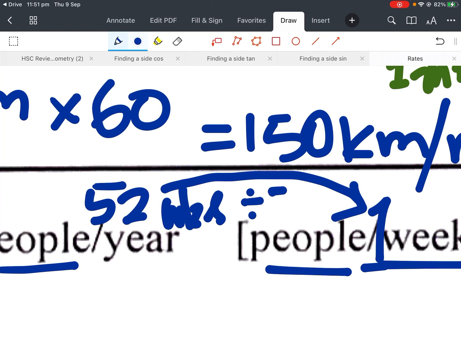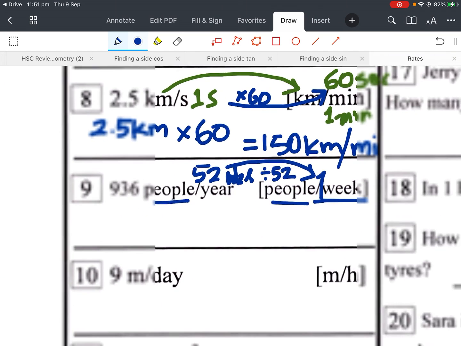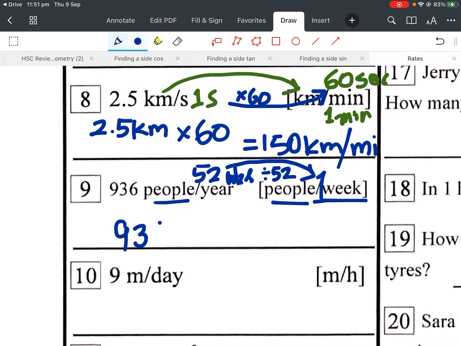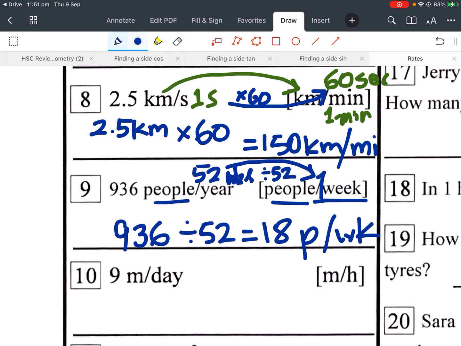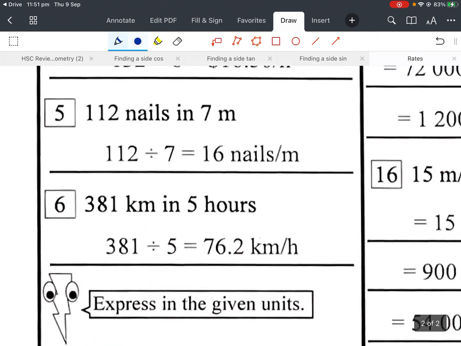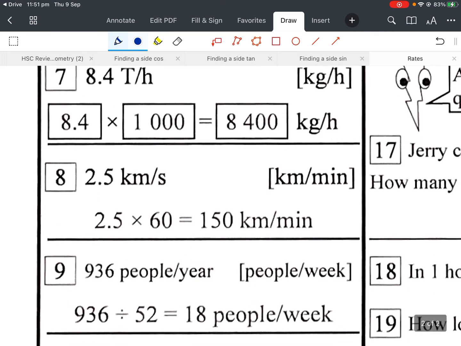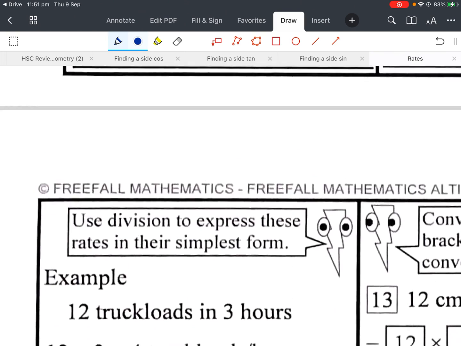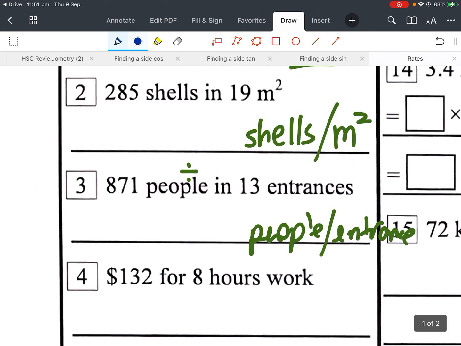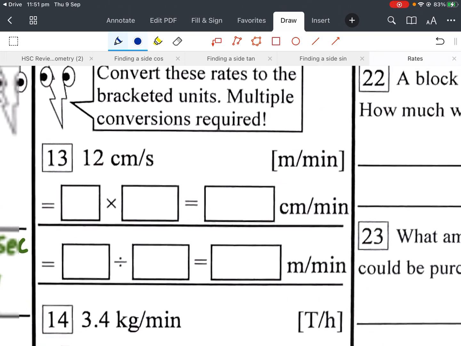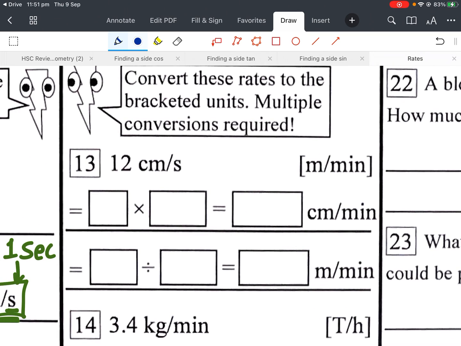52 divided by 52 will get me down to 1, won't it? So if I go 936 and I divide by 52, 936 divide by 52, that gives me 18. That's 18 people per week. Let's check. Was that correct for number 9? Yep, good. We got that right. Excellent. Now, when you get over here, they get a lot harder. I'll do the first one with you, but you probably won't do these again until year 9. So if you don't get the hang of it, don't panic too much.